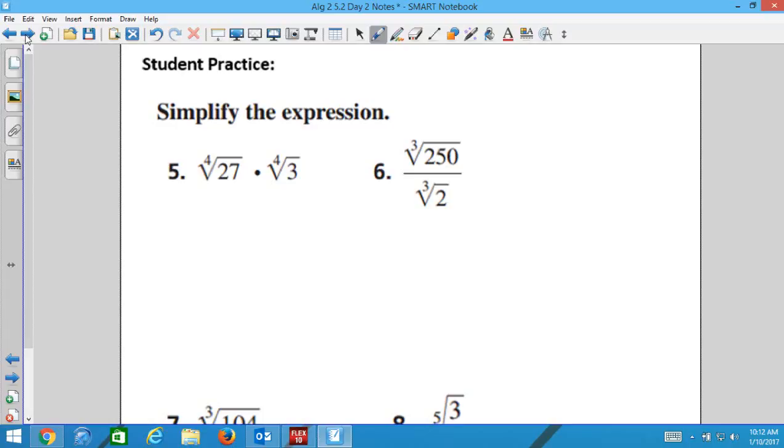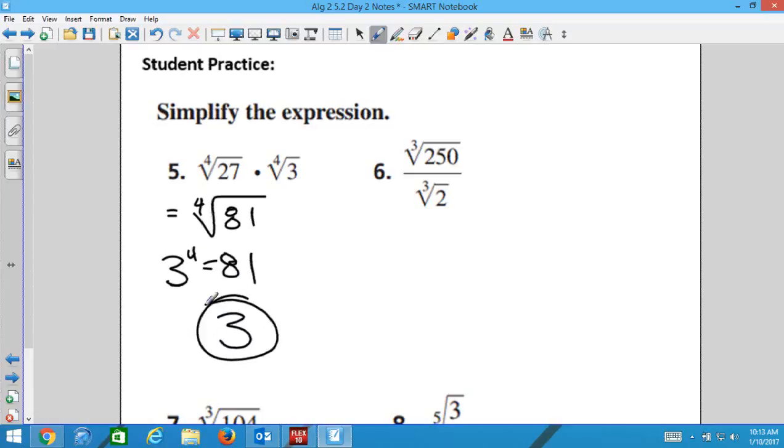Let's do 5. These are both the fourth root, so did you multiply them together? You get 81. And then you're like, is the fourth root of 81 an actual number? It is. 3 to the fourth is 81, so the answer is 3. Does it have to be plus minus? No, because you didn't put in the radical yourself. That's only when you put it in. All right, number 6.